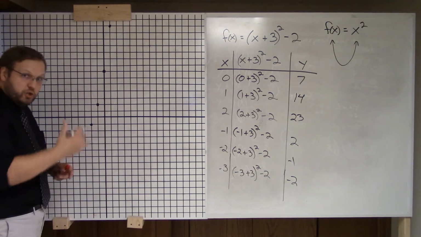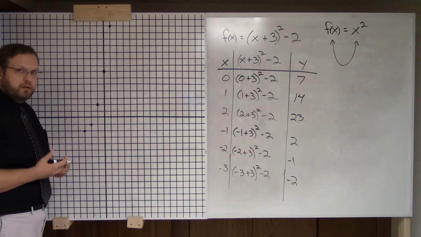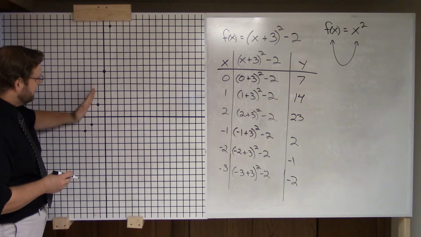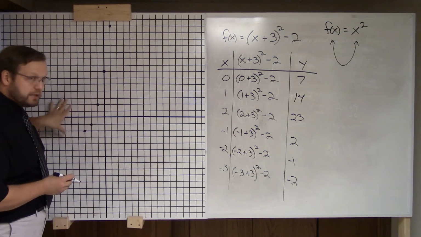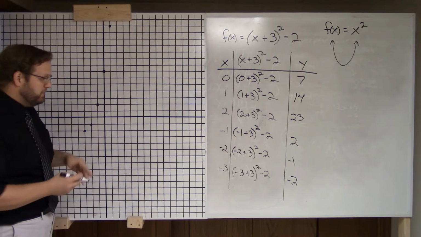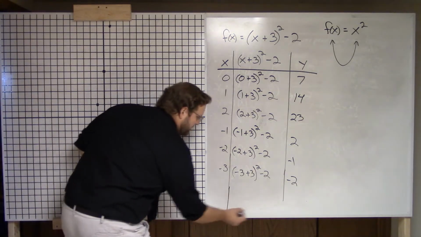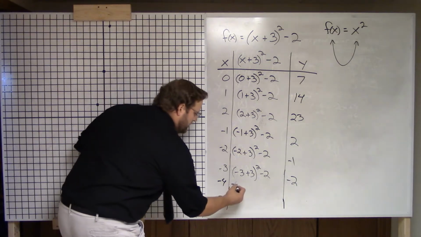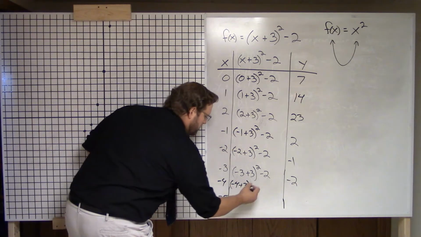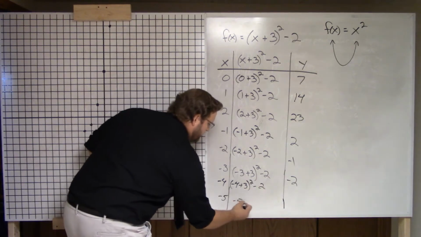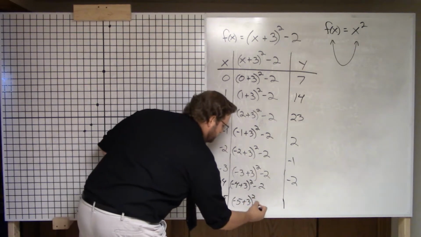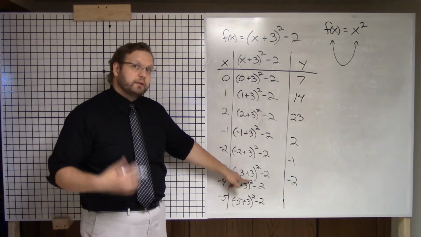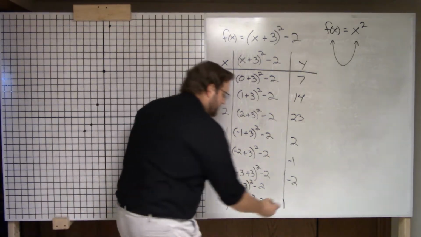Do I have that U shape forming yet? Not quite. Okay, but you can see that my curve is flattening a little bit. So it looks like we're going in the right direction, but we need to go a little bit further. Let's say -4, -5. Okay, -4 plus 3, -5 plus 3. Okay, so -1 squared is 1. 1 minus 2 is -1.